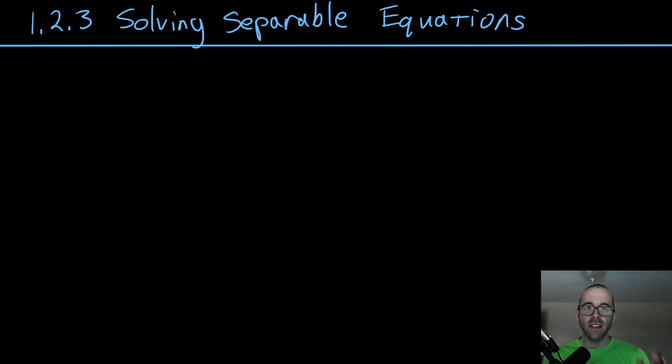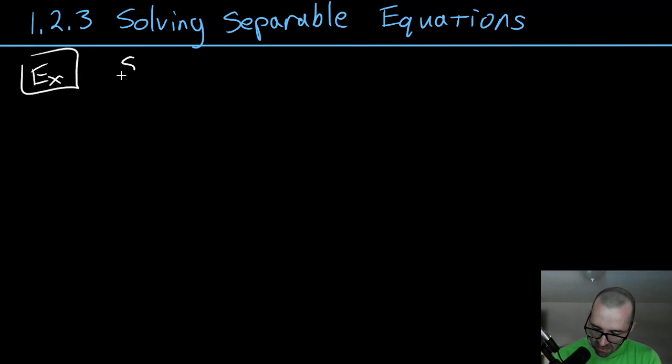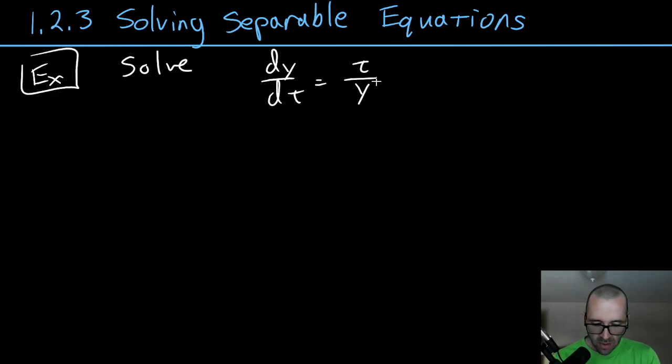Now that we know what a separable equation is, let's talk about how to solve it. Hint: we're going to separate the separable equation. That's what we do. Okay, so we'll start with an example. I'll just solve this differential equation: dy/dt equals t divided by y squared. And again, this is a separable differential equation.